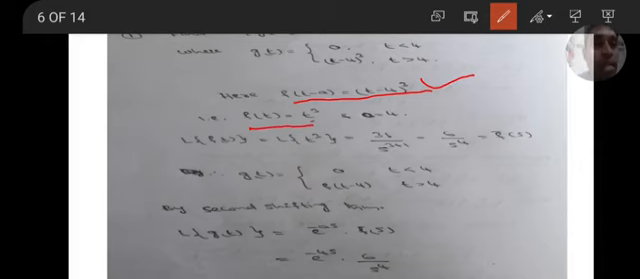Now the Laplace transform of f of t, that is the Laplace transform of t cube. For t to the power of n, it is n factorial by s to the power of n plus 1. Therefore 3 factorial by s to the power of 3 plus 1, that is 3 factorial means 3 into 2 into 1, that is 6 by s to the power of 4, that is f bar s.